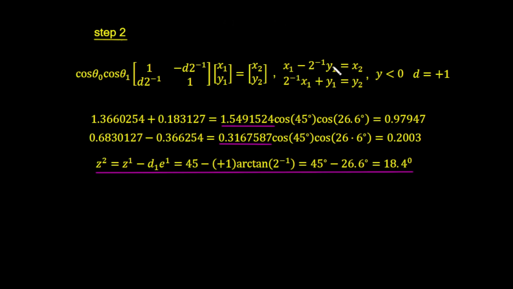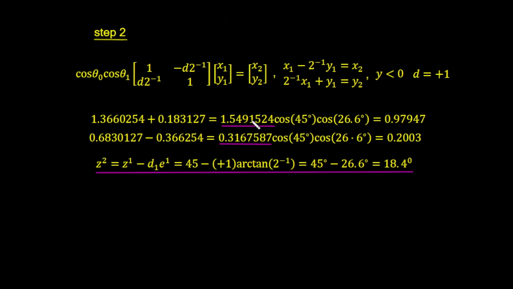So if we put our values in for these here, we're going to have x1 now, which is our 1.366, minus 2 to the minus 1 times the y1, and this is going to give us the value 0.183127. So when we add those two together, we get this point here. And if we do the same for this line, we get these numbers here, and we get this figure here. So in effect, these points here are the pseudo-rotations. So this is going to be the next pseudo-rotated point.